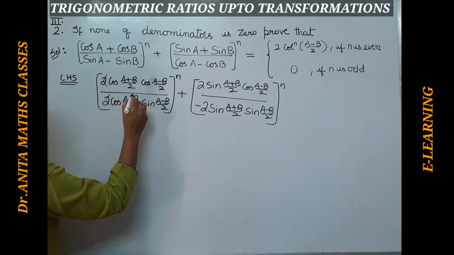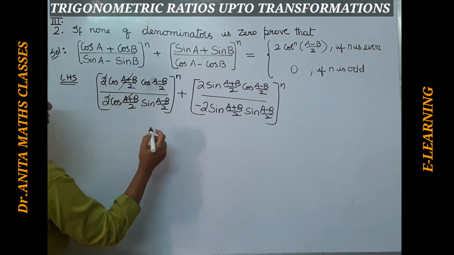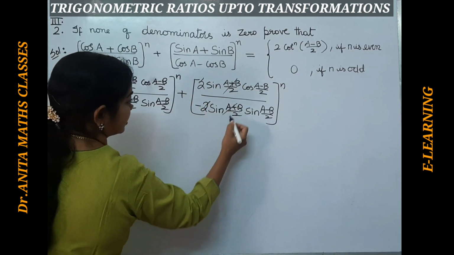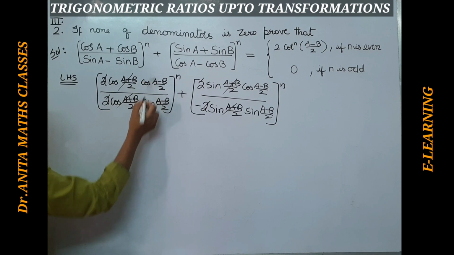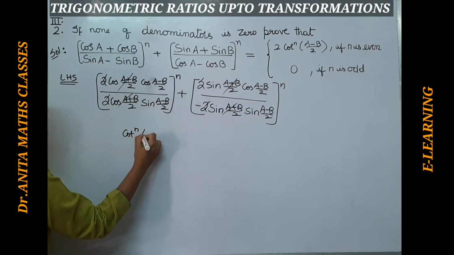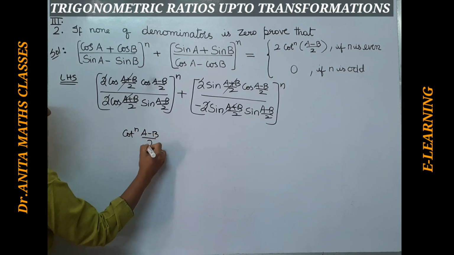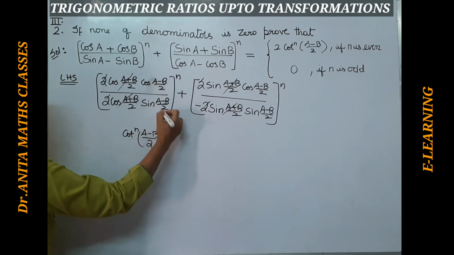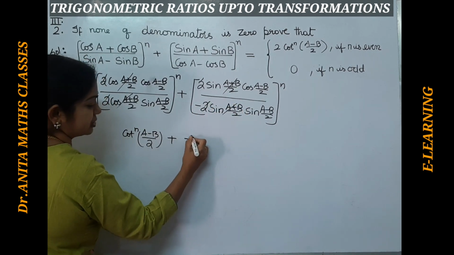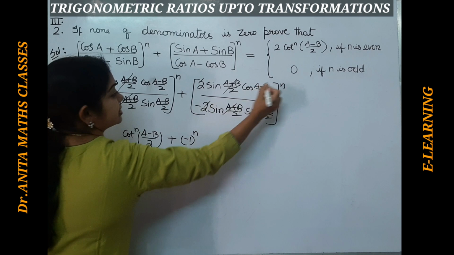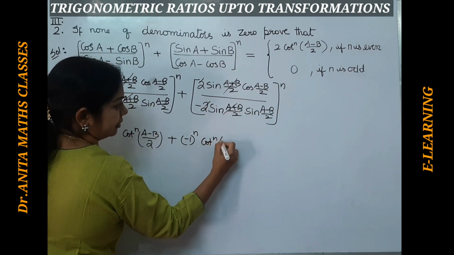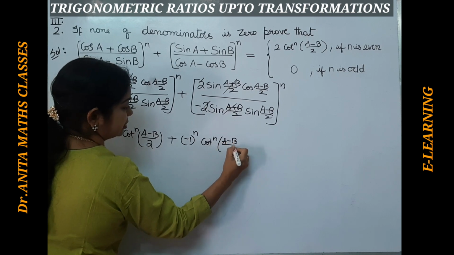Let's see what will be cancelled off here. 2 and 2 go off, cos((A+B)/2) and cos((A+B)/2) go off, and here also 2 and 2 we can cancel, sin and sin we can cancel. Now remaining here is cot raised to the power of n((A−B)/2), plus, here we do have a minus sign, so (−1)^n cot^n((A−B)/2).